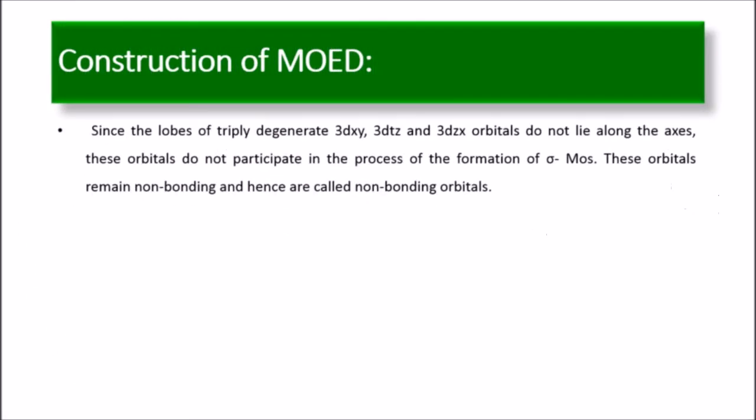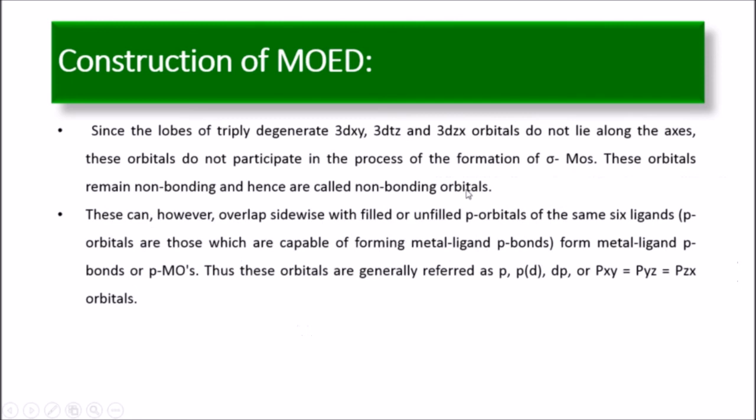Now, construction of ABMO includes the lobes of triply degenerate 3dxy, 3dyz. This is a typological mistake. You need to consider 3dyz and 3dzx orbitals do not lie along the axis. These orbitals do not participate in the formation of sigma molecular orbitals. These orbitals remain non-bonding and hence are called non-bonding orbitals.